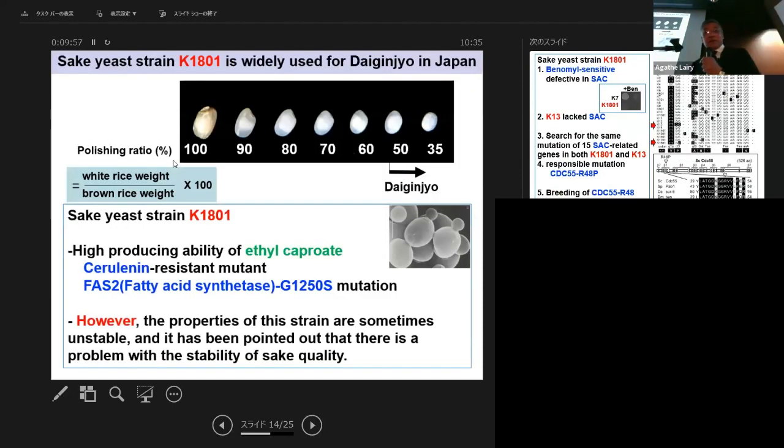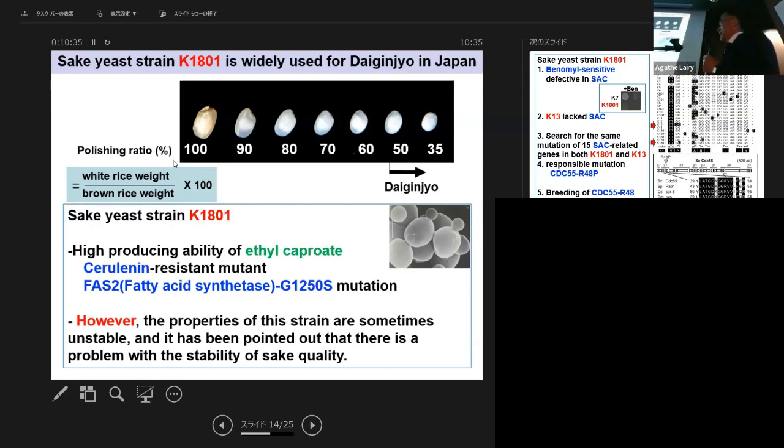Sake yeast strain K1801 has been used widely for daiginjoshu in Japan. Daiginjoshu is a high quality sake. In the case of daiginjoshu, highly polished rice with a polishing ratio of 50% or less is used, because the outer part of rice contains a lot of proteins and unsaturated fatty acid, which cause an unpleasant taste in the final product of sake.